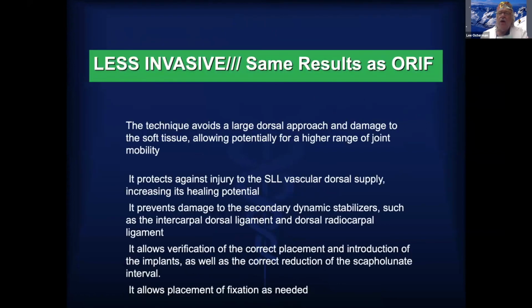And so I bring it up in the sense that I think there are some advantages. It protects the scaphoid vascular supply. You preserve the secondary stabilizers. It gives you a good sense of whether there are any intra-articular components to things such as a carpal avulsion, and you can do a relatively straightforward fixation.